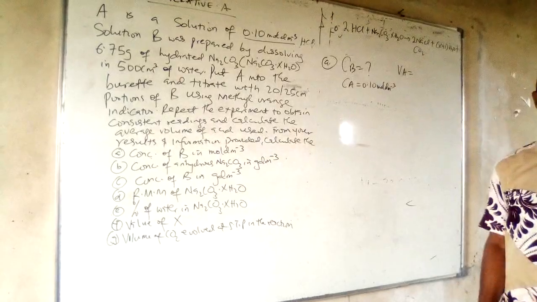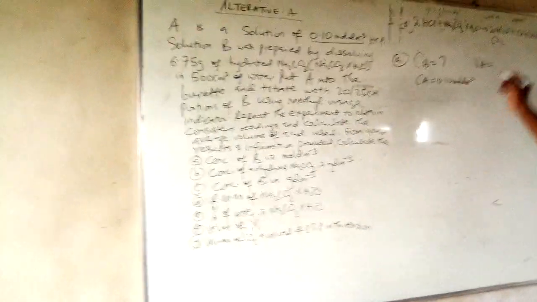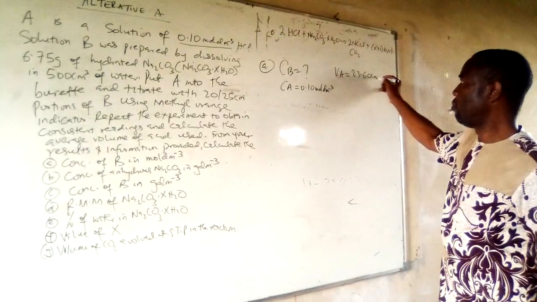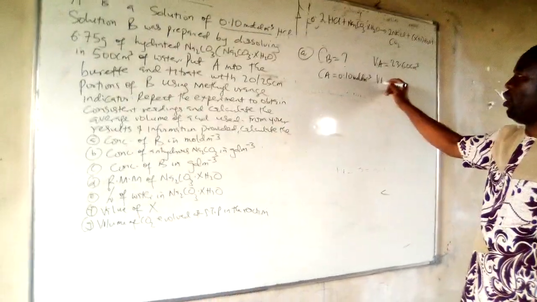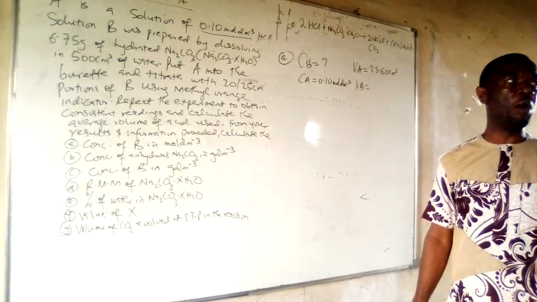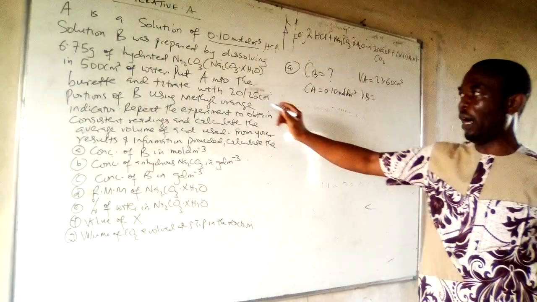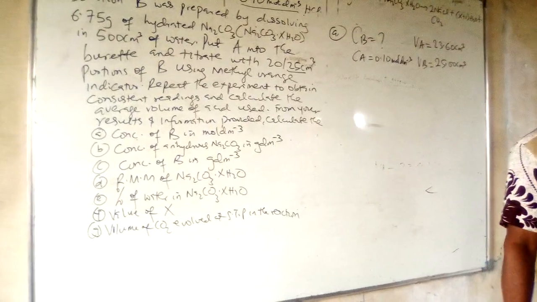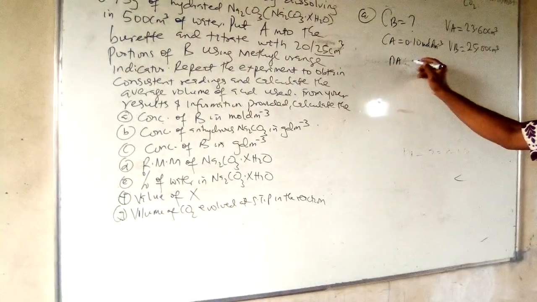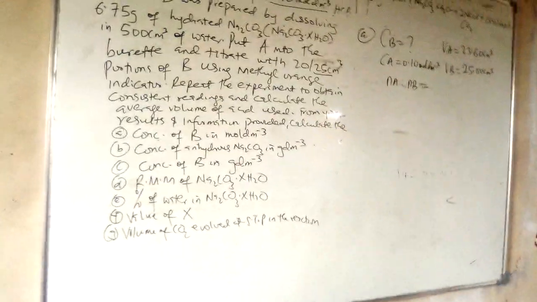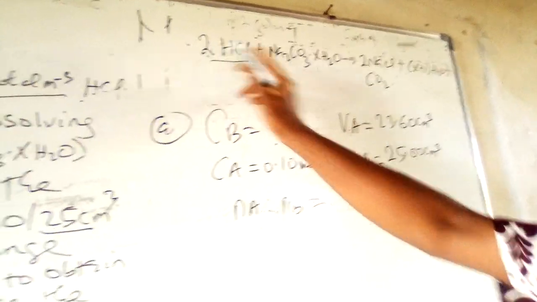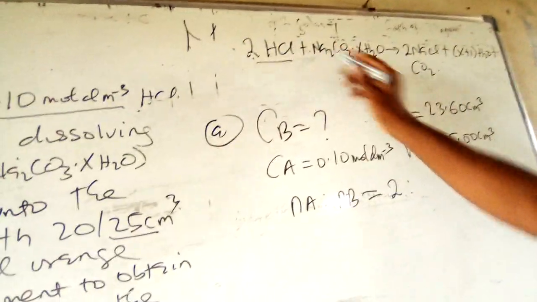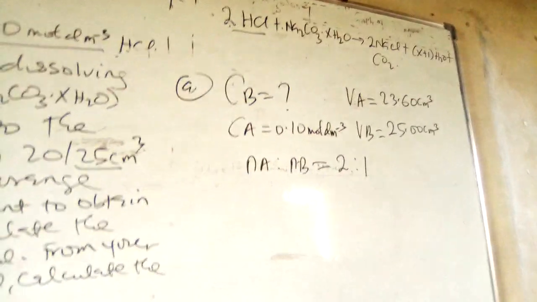What's the VA from the table that we just did? 23.60, the average titer. Then our VB. Our VB is the volume of the base, pipette, which we read before as 25 cm cube. Are you following? Then the mole ratio of acid to base. You get this mole ratio from the balanced equation. Look at the equation over there. This is the acid. How many moles of acid? Two. How many moles of the base? One. Two is to one. Do you understand it now?